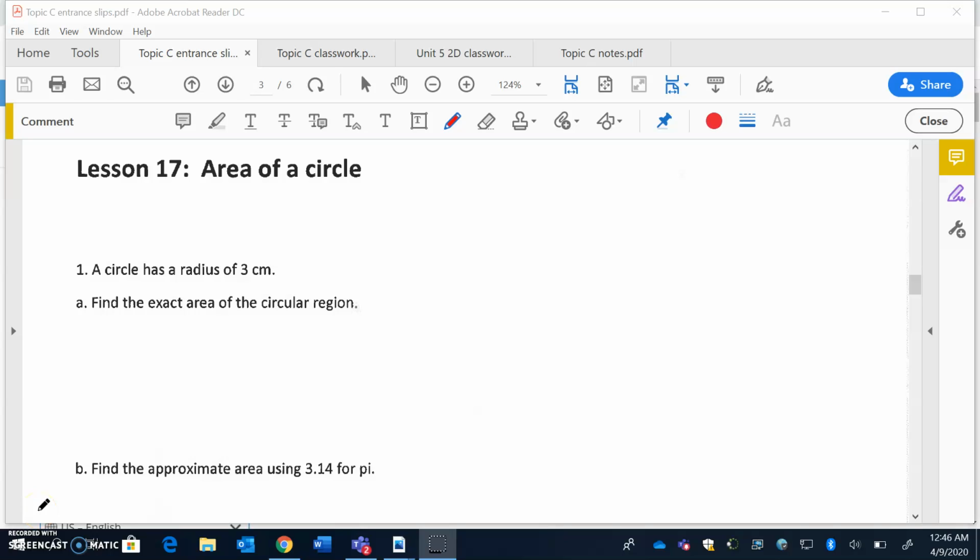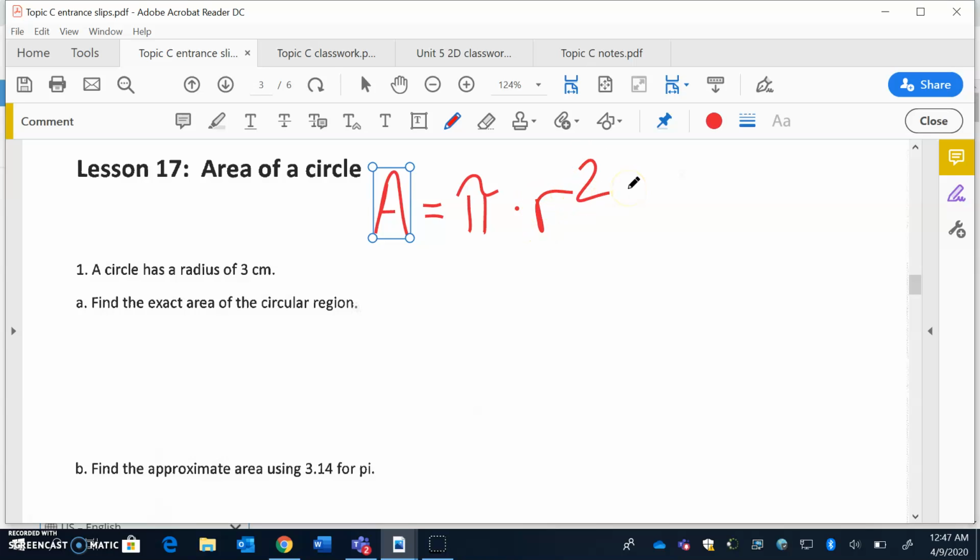Okay, people, so we are in your entrance slip packet. We're going to walk through lesson 17. This way, before you jump into your classwork, you have a little bit more confidence and you see what you're dealing with here. So we're talking about area of our circle. And with our area formula, area is pi times the radius squared.